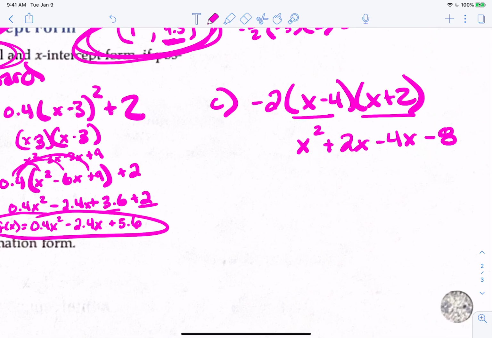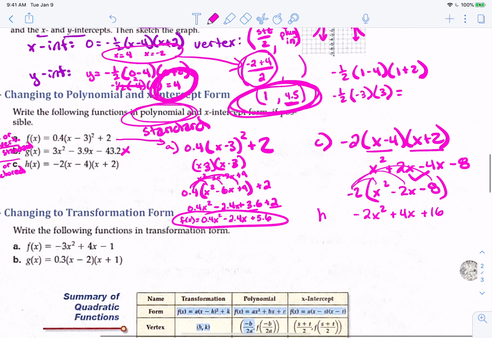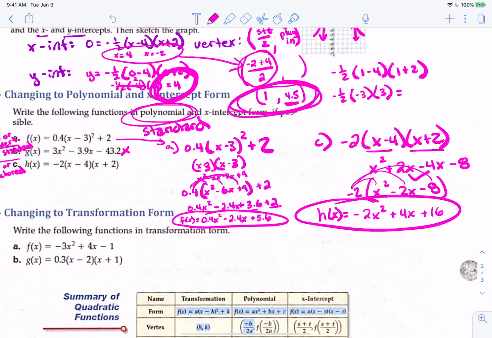Okay, I'll slow down a little bit. Yep, because that's the insides. Okay. X squared minus 2x minus 8 if you combine those middle two pieces. And then, are we done? No. Now I've got to distribute the negative 2 through, right? I'm going to multiply the negative 2 through the whole thing. Okay? So negative 2x squared plus 4x plus 16, and we call that guy? Standard form. That is in standard form. H of x. His name is H of x. And now he's in standard form.